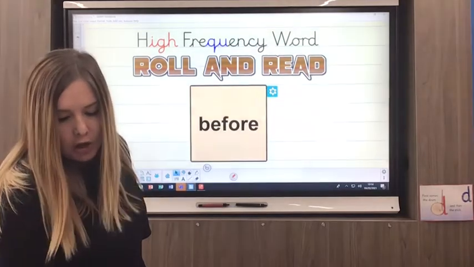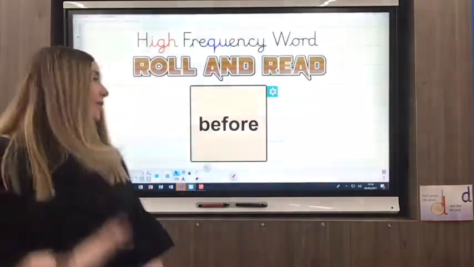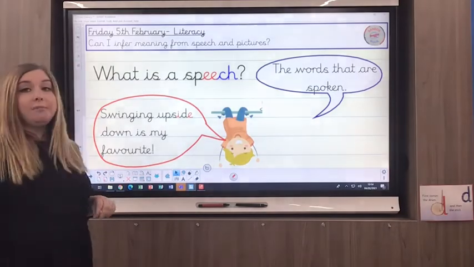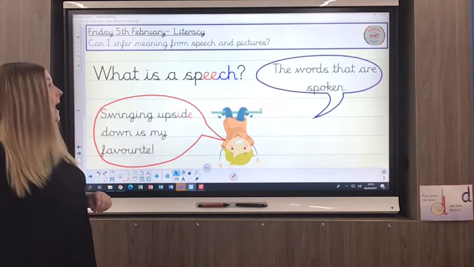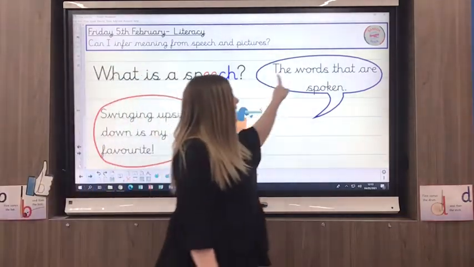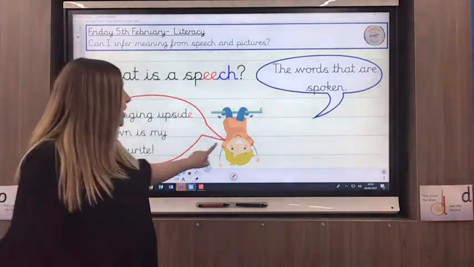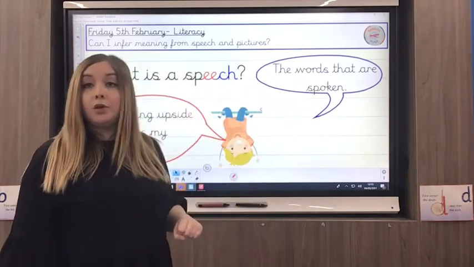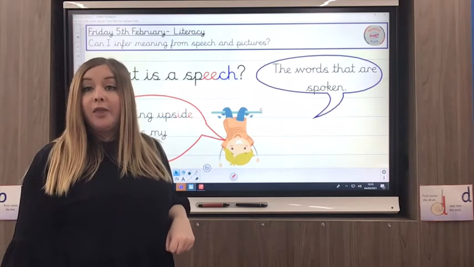Now we're going to start with this booklet, okay? And if you've got that booklet, your learning question today says, can I infer meaning from speech and pictures? And we've looked at speech earlier in the week, and we decided that speech are the words that are spoken. And we saw speech in these. Can anybody remember what these are called? So they're speech bubbles, well done. And inside the speech bubble are the words that that person is saying.